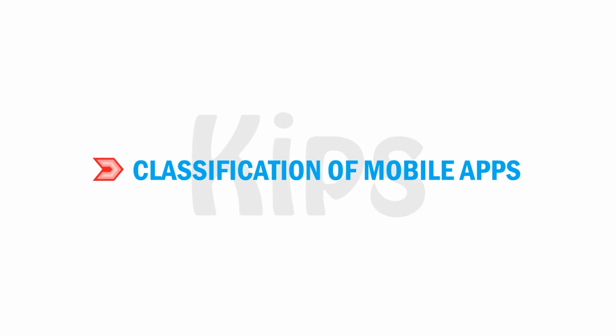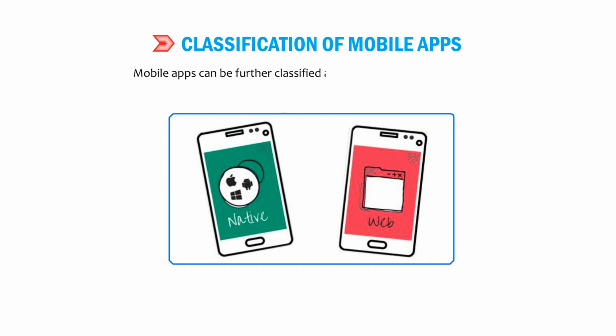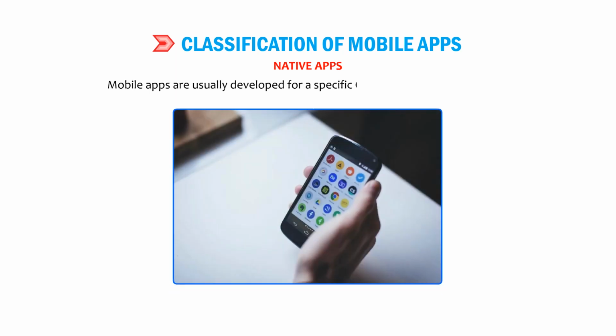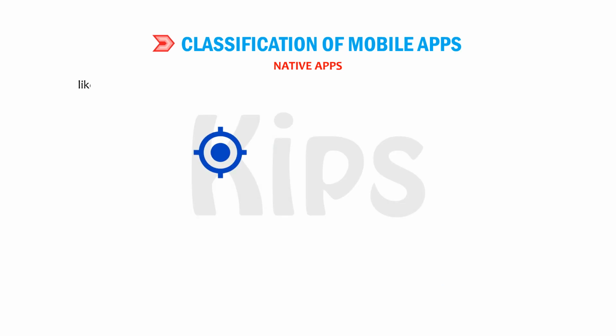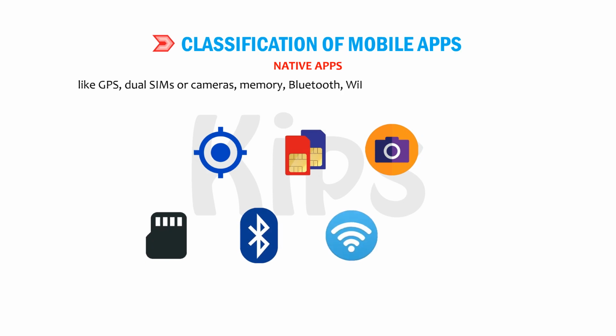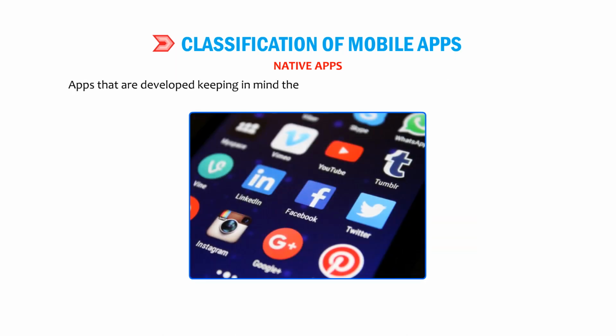Students, let's understand the classification of mobile apps. Mobile apps can be further classified as native apps or hybrid apps. Native apps. Mobile apps are usually developed for a specific operating system and device. This is because each device may have different specifications like GPS, dual SIMs or cameras, memory, Bluetooth, Wi-Fi, wireless fidelity or NFC, near-field communication. Apps that are developed keeping in mind the device specifications are known as native apps.